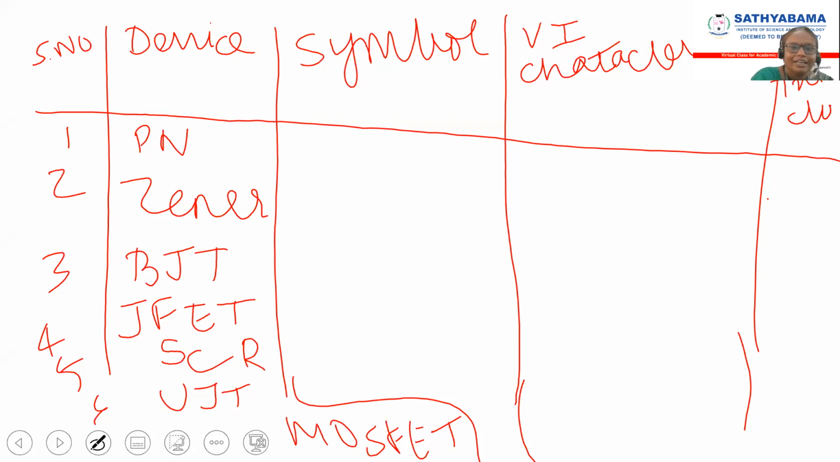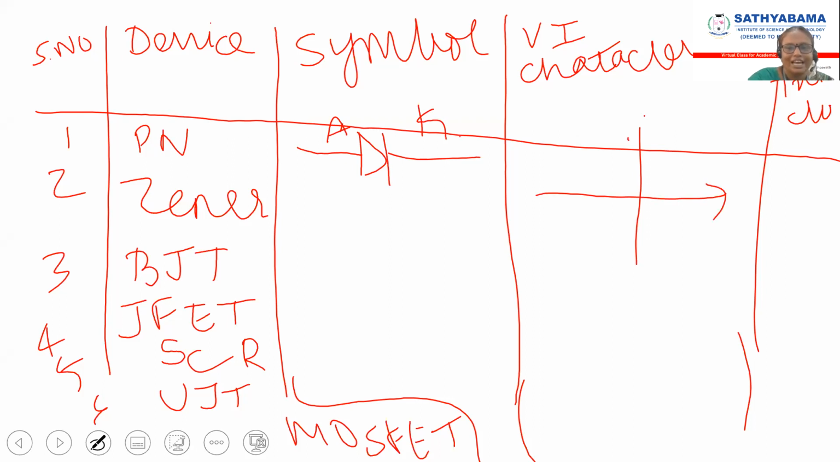Are you clear or not? Here you are drawing the symbol of the diode, A, anode and K, cathode. Similarly, you have to draw the VI characteristics. You have two regions, forward bias and reverse bias. And then you have to explain the construction.